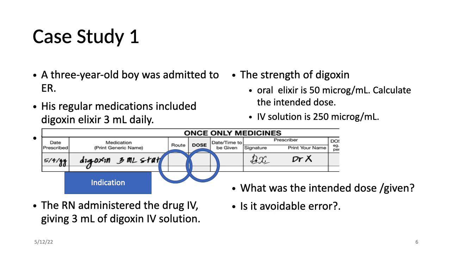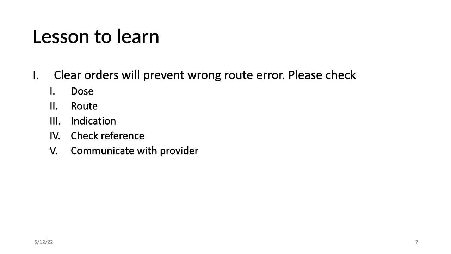When we look at the concentration, the digoxin syrup concentration is 50 microgram per ml. So 3 ml will be 150 microgram. And the nurse gave the solution of 250 microgram per ml. So she gave 750 micrograms, almost 5 times the supposed dose.